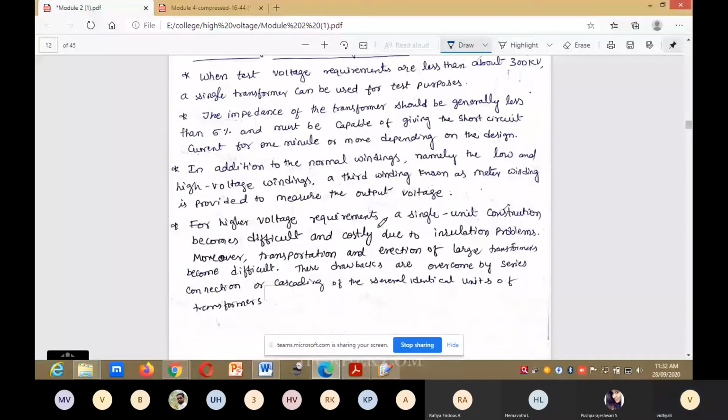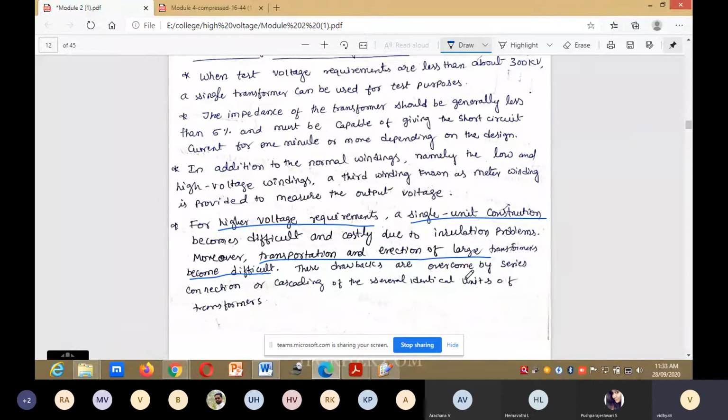For higher voltage requirements, a single unit construction becomes difficult and costly due to insulation problems. Moreover, transportation and erection of large transformers become difficult.